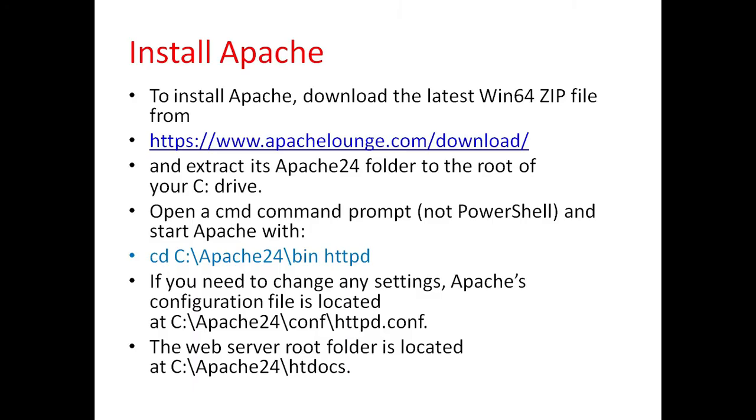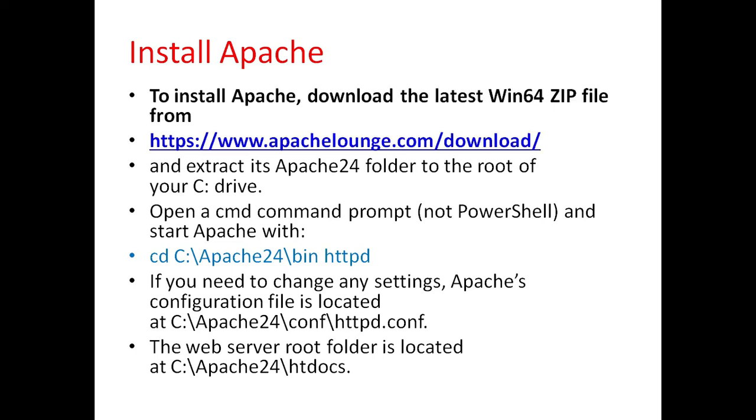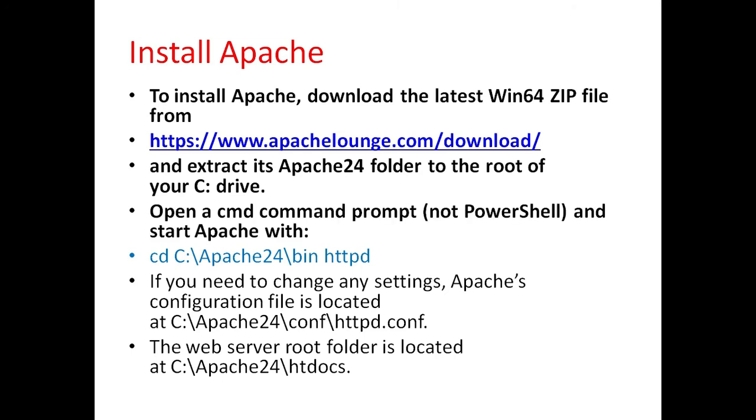If Apache server is not installed on your machine, install Apache. To install it, download the latest Win64 zip file from this website, apachelounge.com/download, and extract its Apache24 folder to the root of your C drive. Then open a CMD from command prompt and start Apache with the following command.